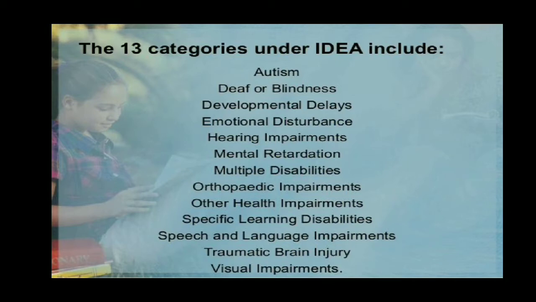So today, I'm going to continue the discussion of Miss Warak Warak. Here are the 13 categories under the Individuals with Disabilities Education Act. First is autism, deaf or blindness, developmental delays, emotional disturbance, hearing impairments, mental retardation, multiple disabilities, orthopedic impairments, other health impairments, specific learning disabilities, speech and language impairments, traumatic brain injury, and lastly is visual impairments.